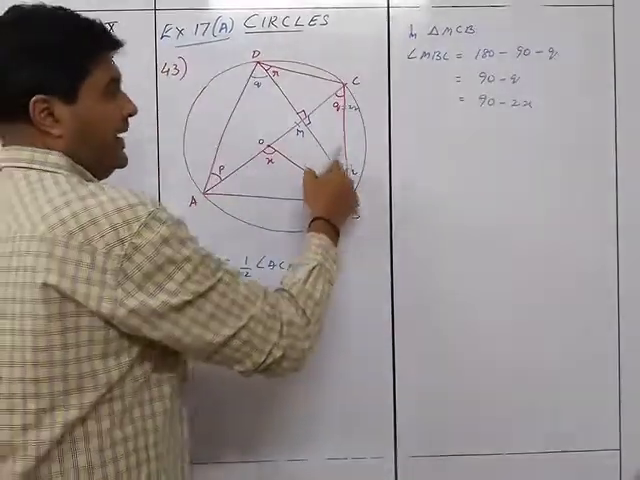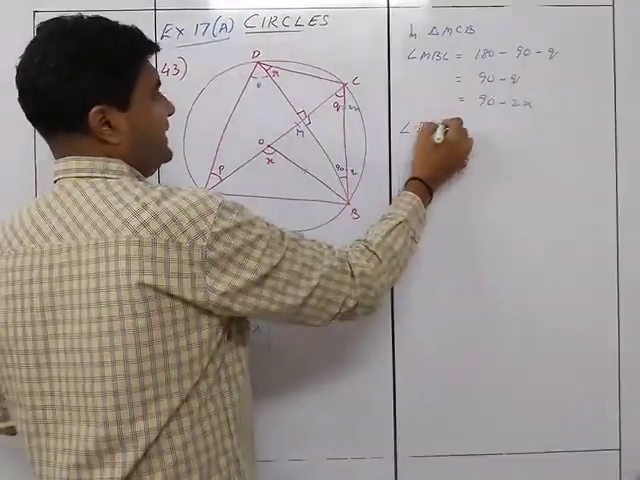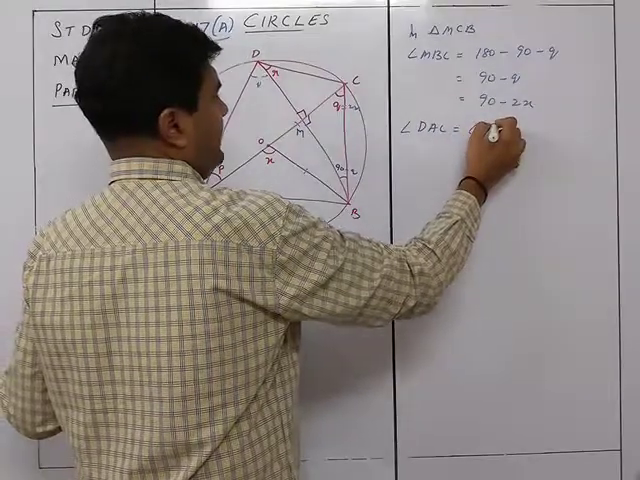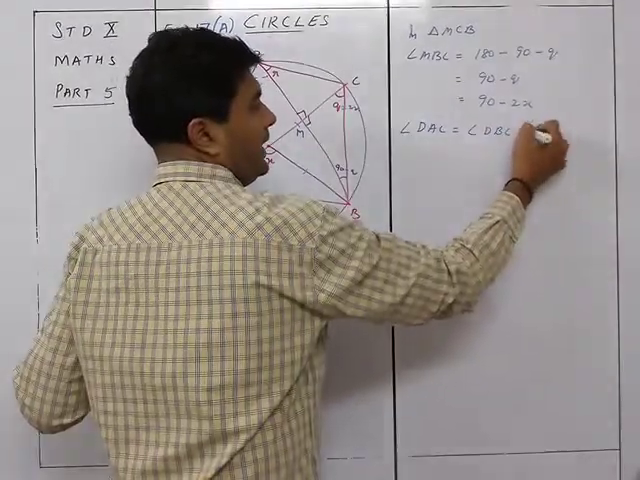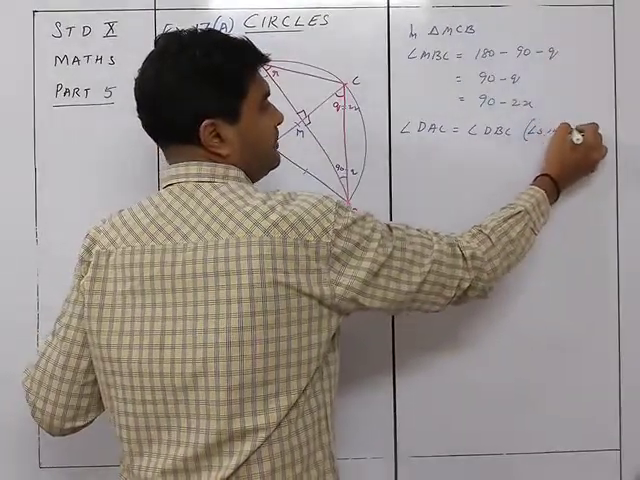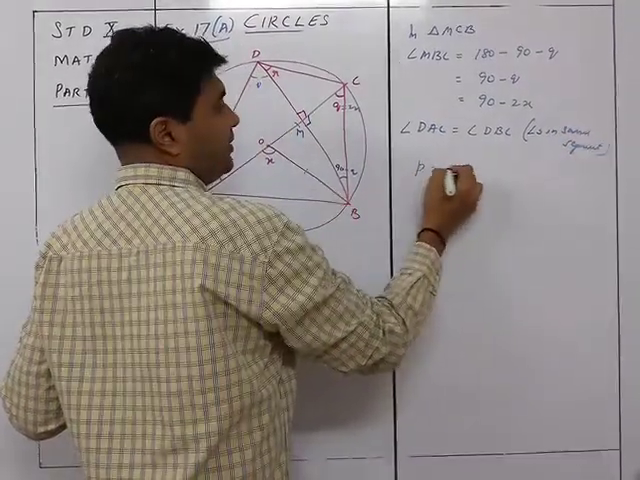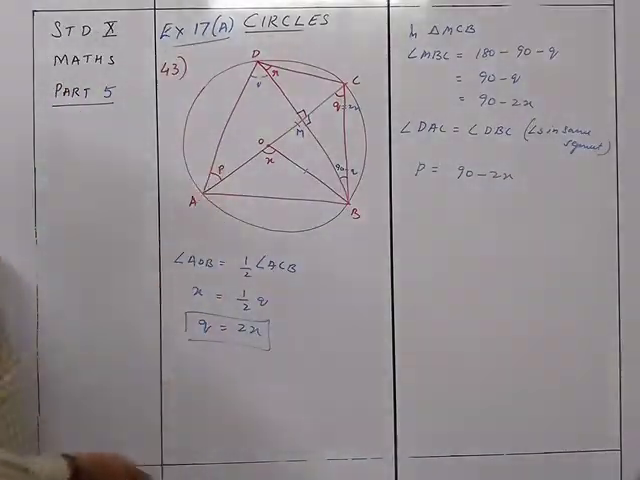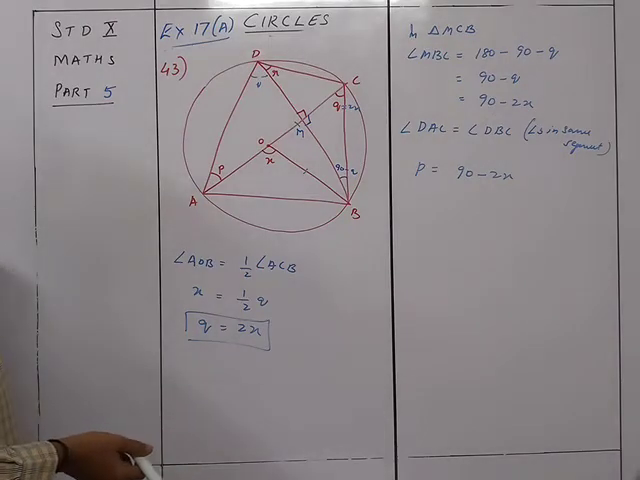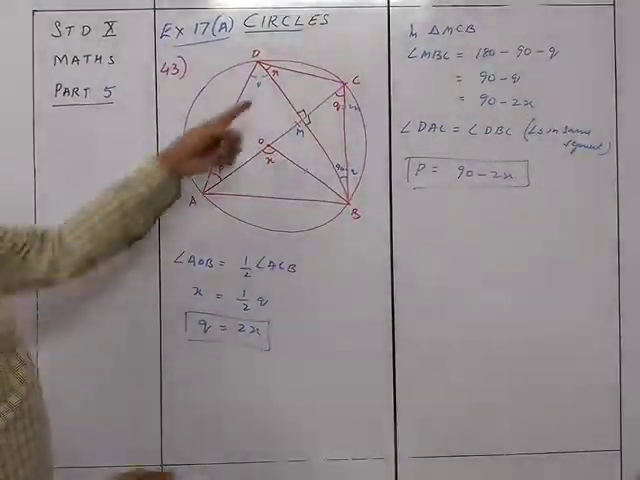Okay, this angle. And this angle is subtending the same as P. Angle DAC is equal to angle DBC, angles in same segment. Therefore, P is equal to 90 minus 2x. This is 90 minus 2x. Okay. So that we got it for P also. We already got it for Q. Now we talk about R.